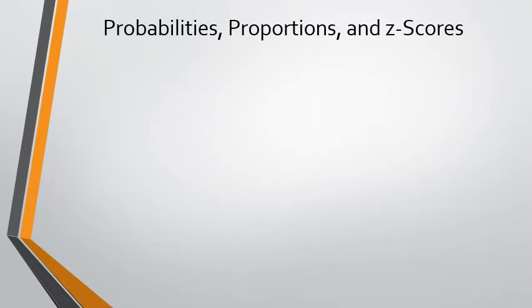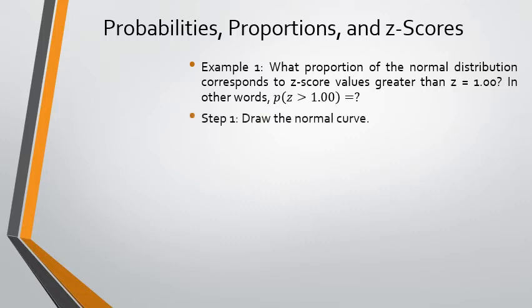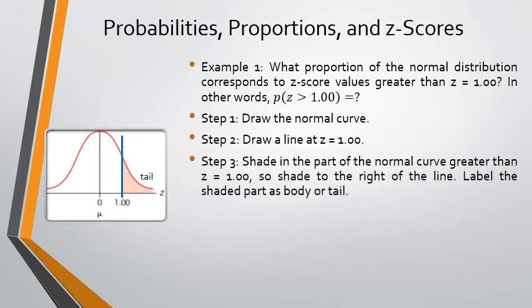So here's an example using probabilities, proportions, and z-scores. Example 1: what proportion of the normal distribution corresponds to z-score values greater than z equals 1? Or in other words, the way we write it in statistics is p, parentheses, z greater than 1, close parentheses. Step 1, you're going to draw the normal curve, and then you're going to draw a line at z equals 1.00.